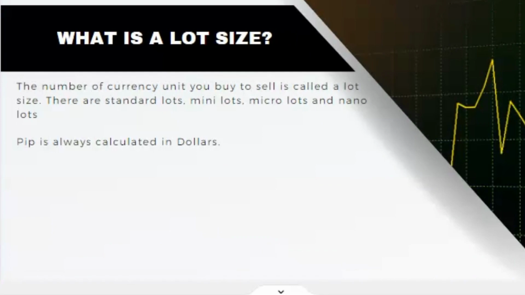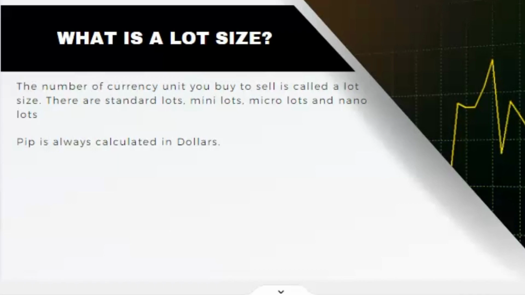So the next thing we're talking about now is, what is a lot size? The number of currency units you buy or sell is called a lot size. There are standard lots, mini lots, micro lots, nano lots, and the pip is always calculated in dollars. So this thing is very simple. When somebody tells you lot size, if you are trading, it simply means the number of units you buy or sell.